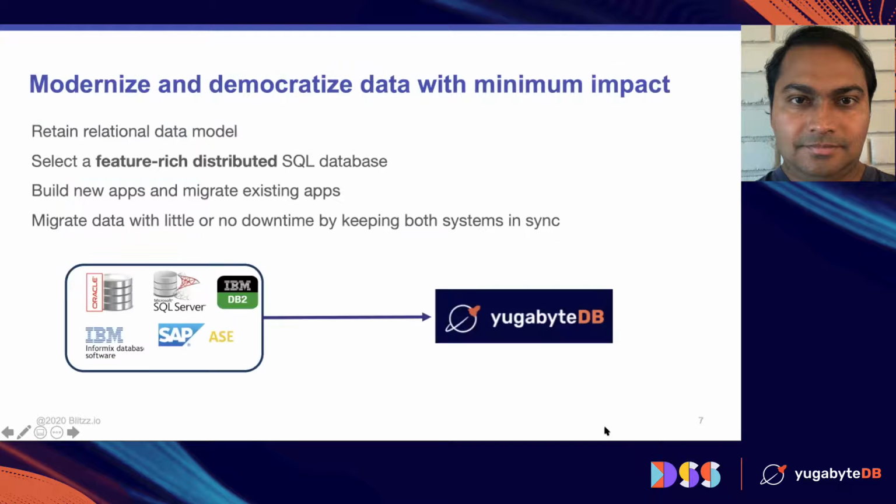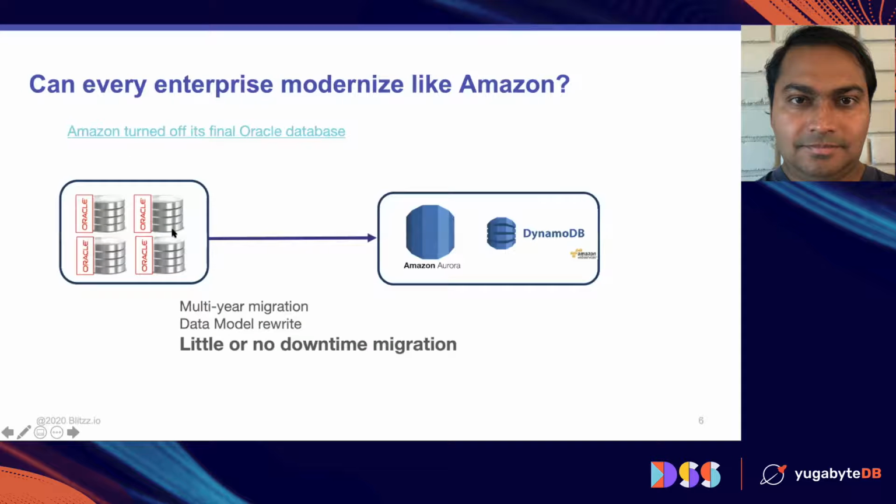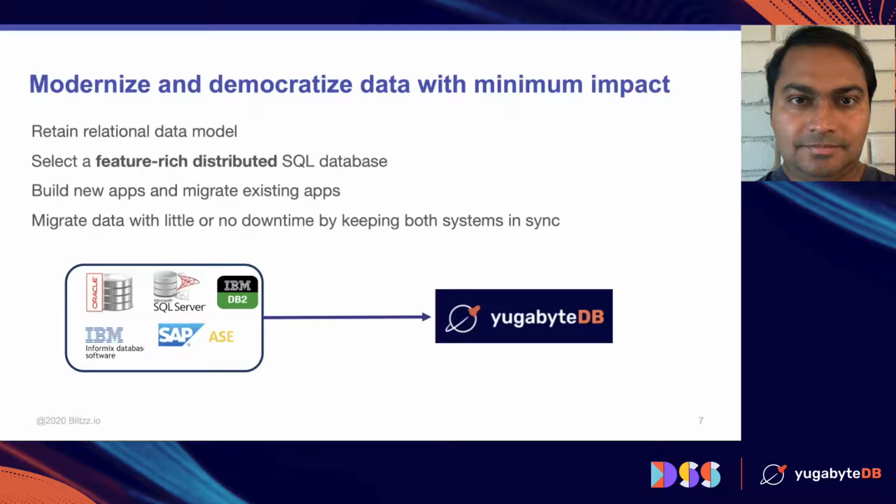I like the Amazon idea. I'm a big fan of the company, but I'm not a big fan of the fact that some of the relational model went to something which is NoSQL. In general, it's not very clear, when you break down a relational schema to a NoSQL schema, what the implications are. At times we have seen that those implications are far-reaching and add more stress to your app developers. So, I think enterprises should look at modernizing and democratizing data with minimum impact.